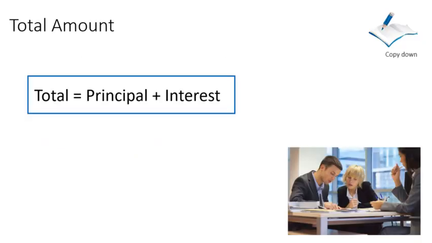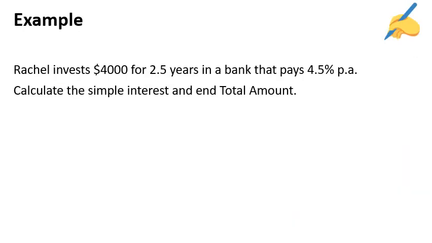The total amount of the loan or the investment is the principal plus the interest. So sometimes you'll be asked to find the total amount at the end. So that's the principal plus the interest. So let's practice working out the end total amount. For this example, Rachel invests $4,000 for 2.5 years in a bank that pays 4.5% per annum. So the principal is 4,000, the time is 2.5, and the rate is 4.5.